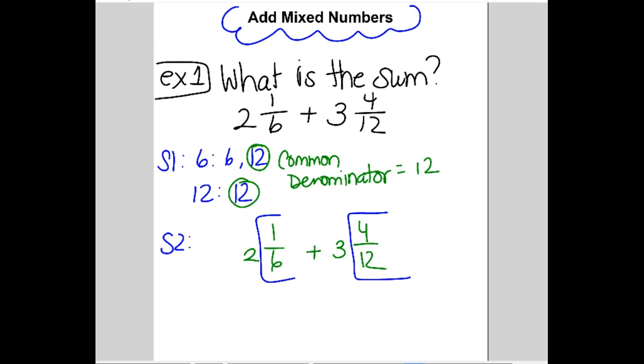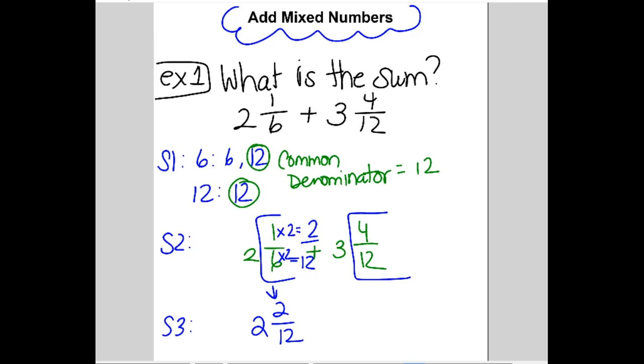So what do I need to do to make my 6 equal a 12? I have to multiply it by what? 6 times 2 equals 12. And whatever I do to the bottom, yep, I do to the top. So 1 times 2 equals 2. So now that new fraction is going to be 2/12. This will be step 3. Now let's go ahead and deal with our 4/12.